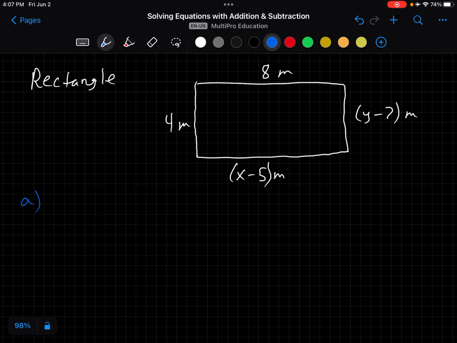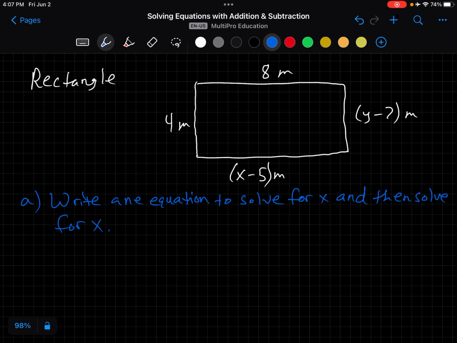Alright. So part A of this problem, we want to write an equation to solve for x and then solve for x. We get to put this in equation form.